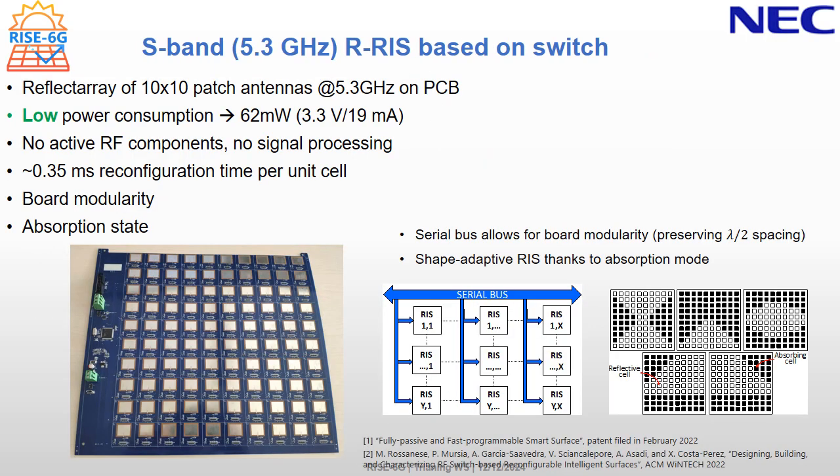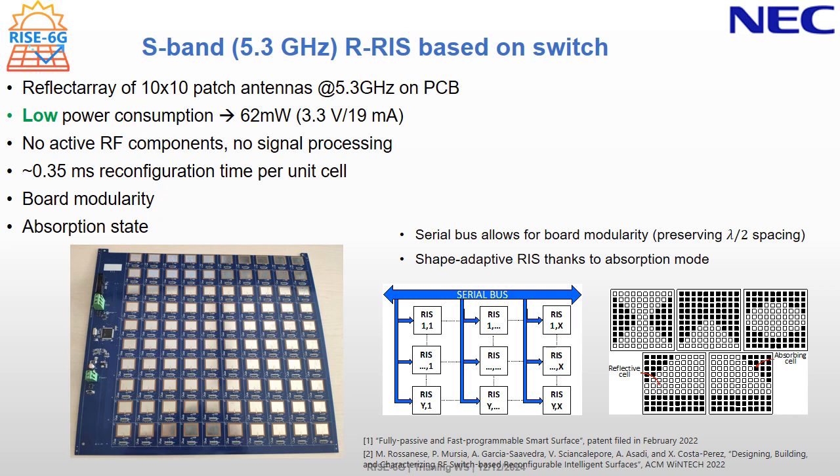Another one is provided by NEC, a reflector array of patch antennas at 5.3 GHz, which uses some RF switch technology to commutate towards different lengths of lines, and this actually allows to have a different phase distribution.